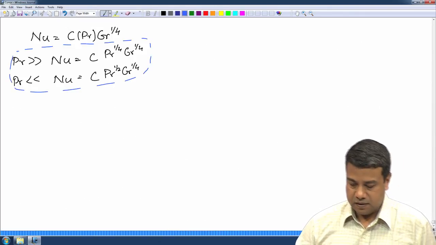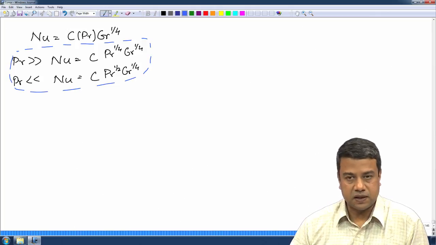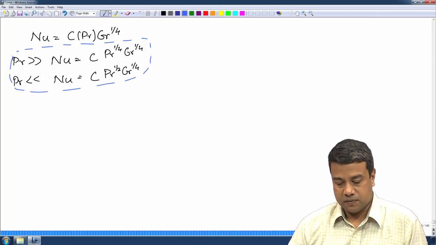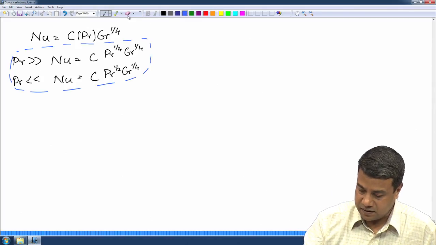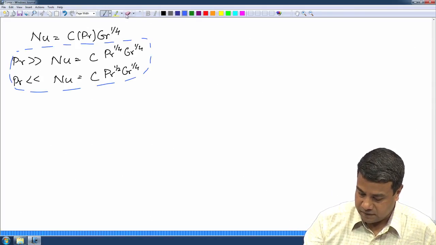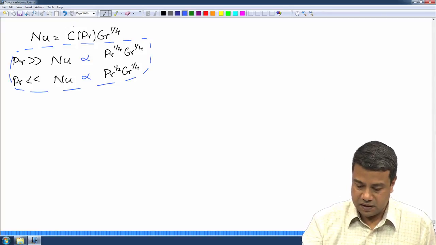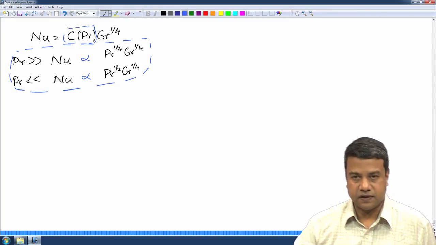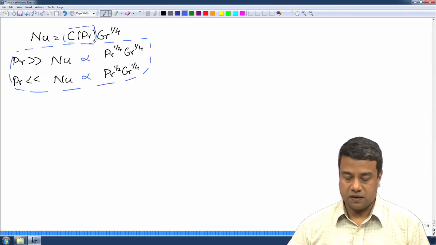The scalings are Prandtl number to the 1/4 and Grashof number to the 1/4 for the case of high Prandtl number, and Prandtl number to the half times Grashof number to the 1/4 for the low Prandtl number. These are universal scalings. So, if I write this in terms of the proportionality, this is always true. The constant in the equation does of course depend upon configuration, whether you have a flat plate, a tube, a sphere, all of those things. The constant will depend on that.